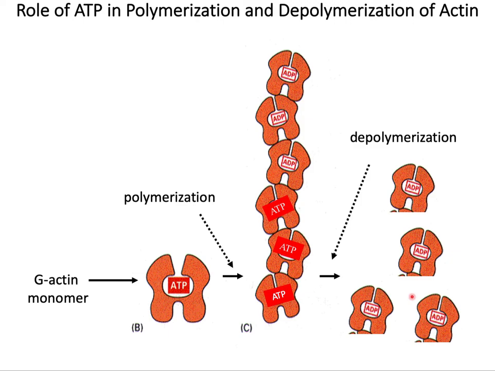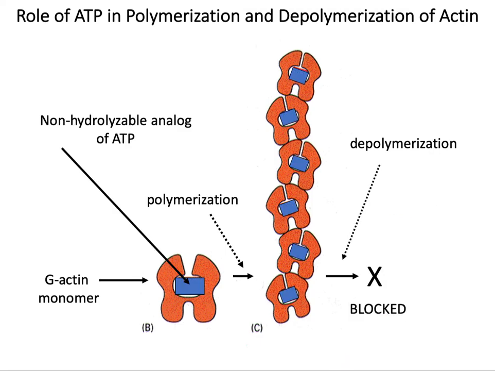Eventually, you will get depolymerization and the release of ADP monomers, which can be recharged, and the ADP can be replaced for ATP, and the ATP actin can be incorporated into another filament. We are going to talk about the proteins that regulate charging of the actin monomers with ATP in the next part.